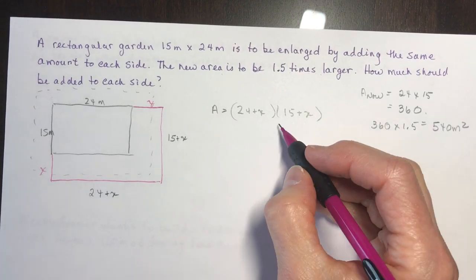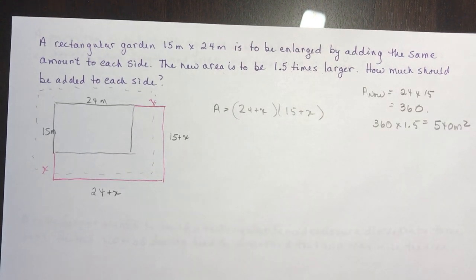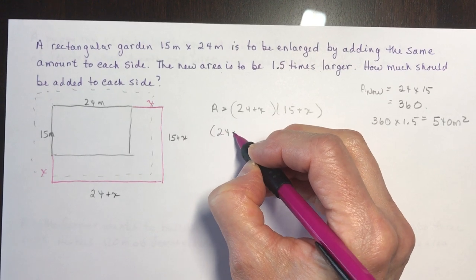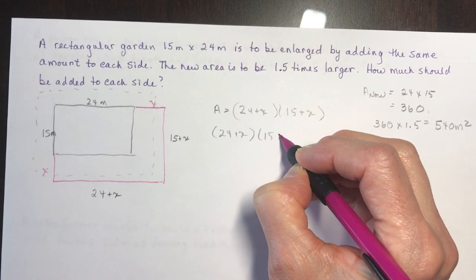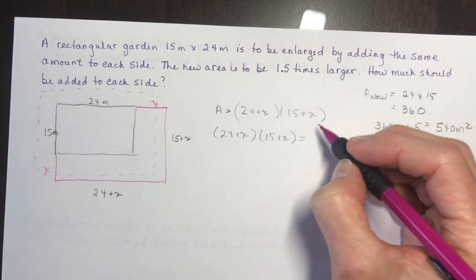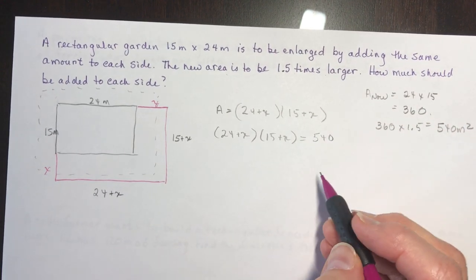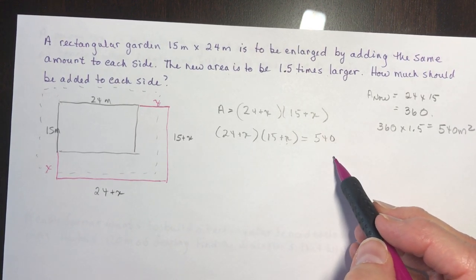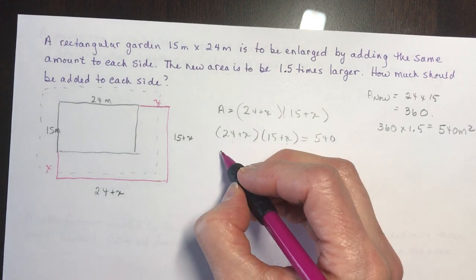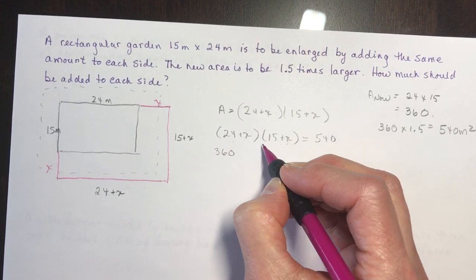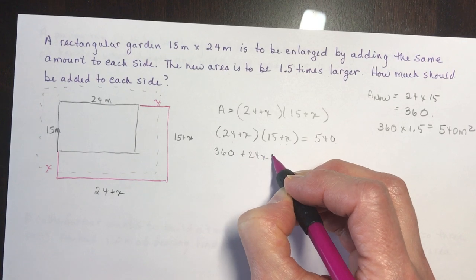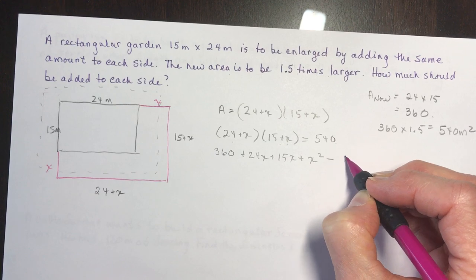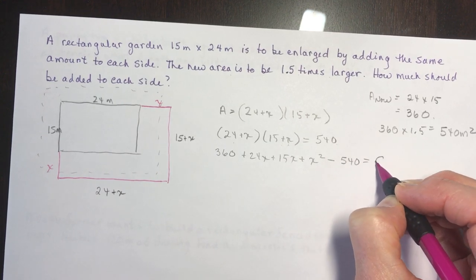Okay, so now all you have to do is set this equation equal to 540. I'll write it out again one more time: 24 plus x times 15 plus x has to be equal to 540. Now what you want to do is expand this, bring the 540 to the other side, and set it equal to 0. So 24 times 15 is 360, 24x plus 15x, hopefully you know how to expand two binomials. I'm going to subtract 540 and set it equal to 0.